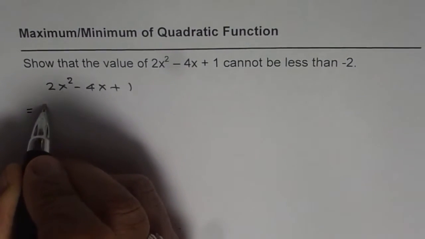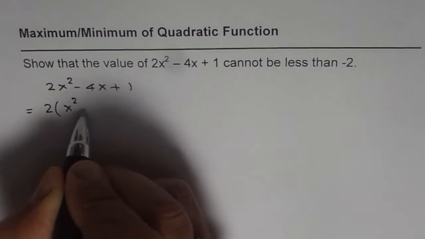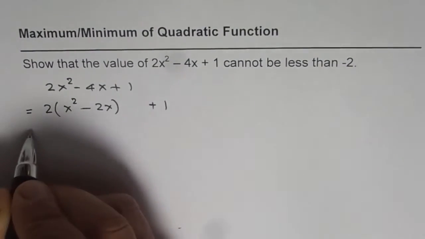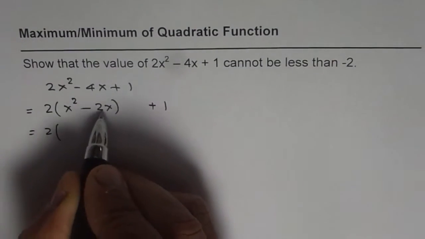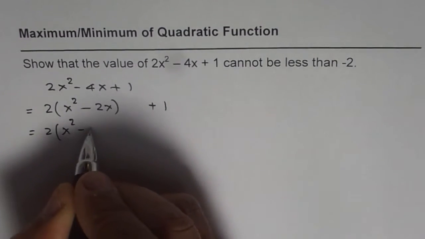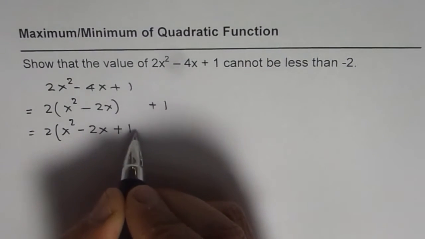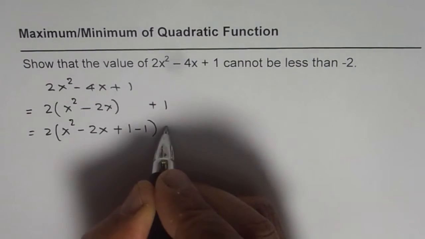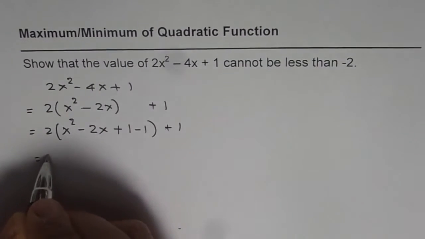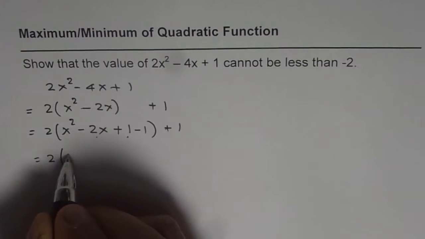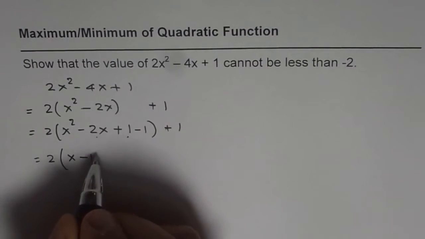So we can take 2 common. We are left with x squared minus 2x, and we'll keep this 1 separate. And the next step is half of this number we have to consider, and add and subtract that square. Half of 2 is 1, so 1 square minus 1 square plus 1, and that gives you the first 3 terms are a perfect square, which is indeed x minus 1 whole square.